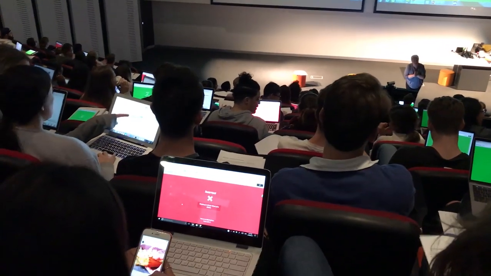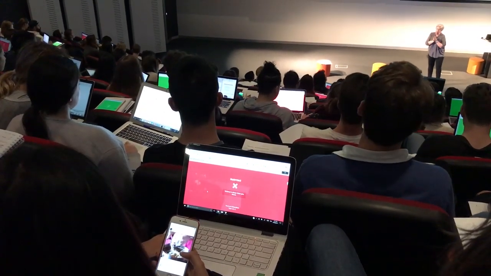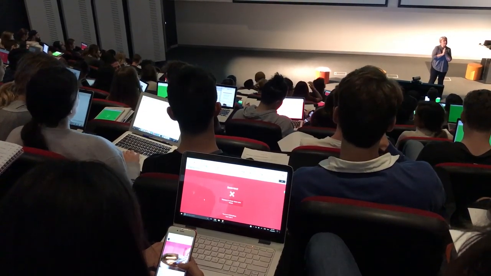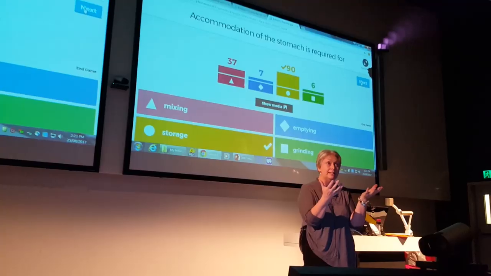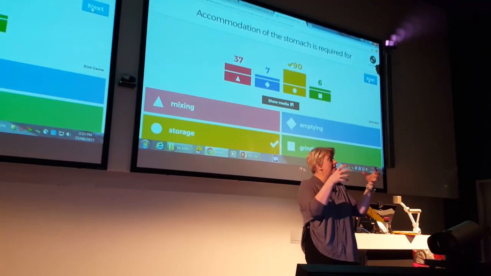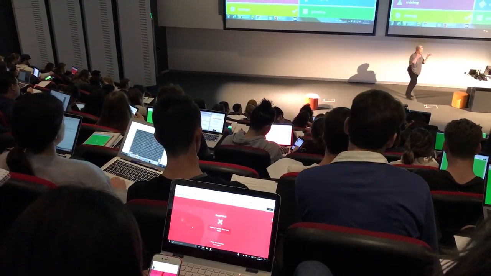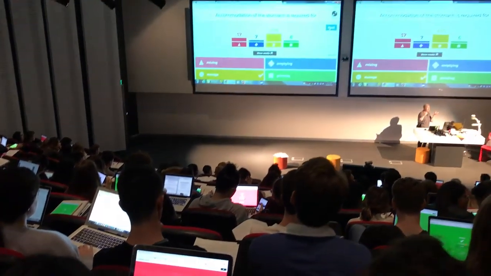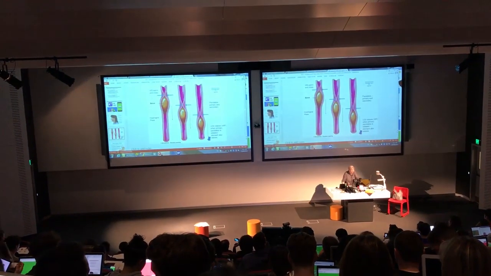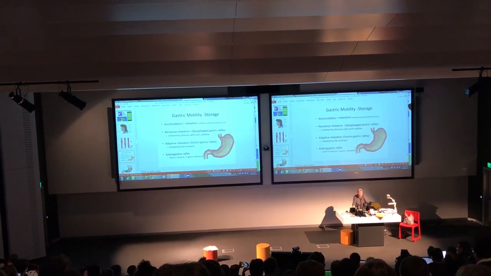Accommodation is not when you go on holidays and you're looking for a Hilton or a Big Four caravan park. Accommodation is when the stomach relaxes to take up the volume of the meal. If it didn't relax, the pressure within the stomach would become very high. And it's the top part of the stomach, the fundus and the body, that mainly does the relaxation. Let's just have a little quick look. So accommodation is relaxation.